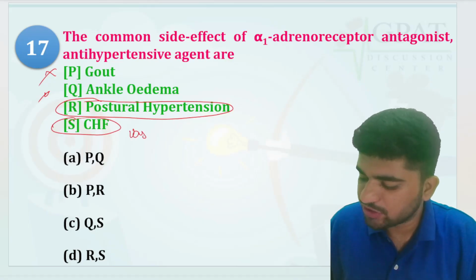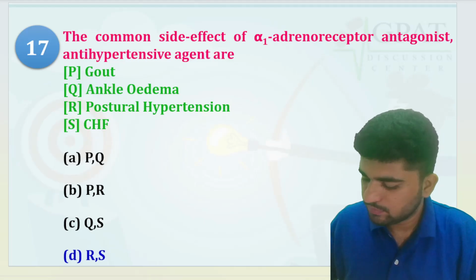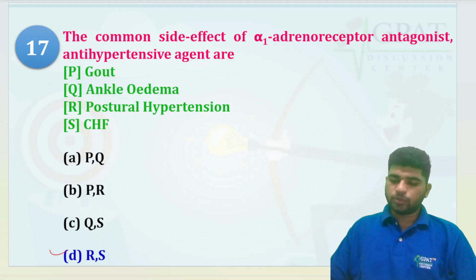Because it will cause a vasodilation of the coronary arteries, somehow it will cause CHF. R and S will be your right option.